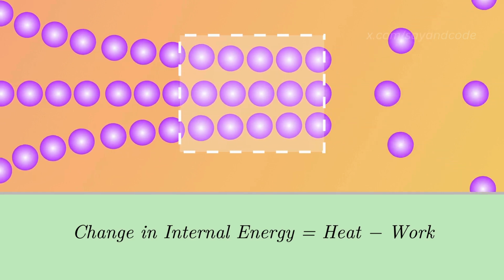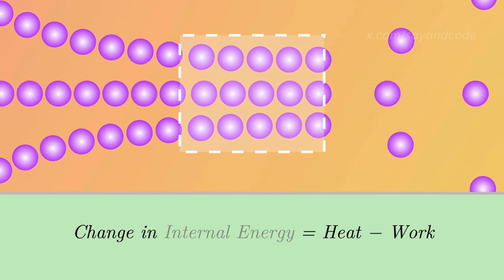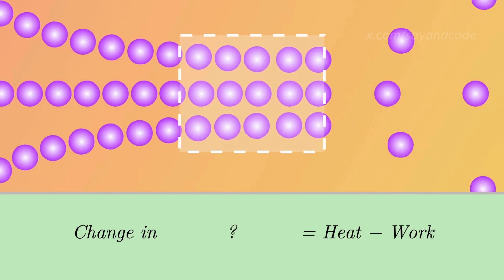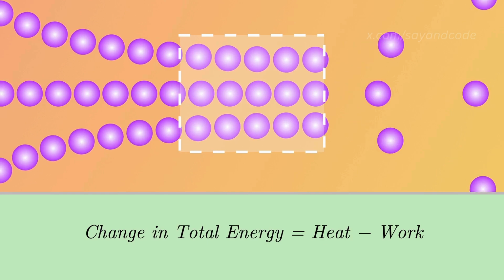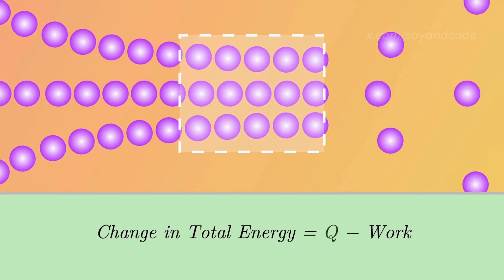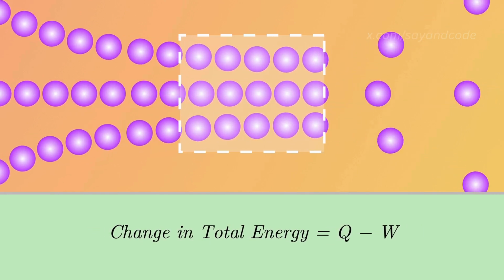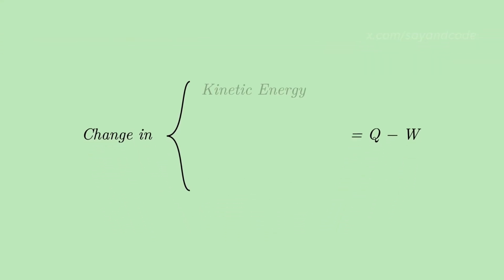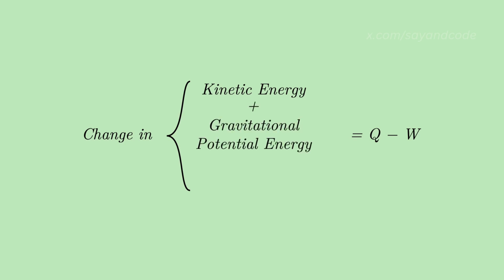So for an open system with a steady flow, we can modify this to include all the types of energies, as change in total energy is equal to heat gained or lost minus the work done. This total energy includes the kinetic energy, as the mass flowing in and out has some velocity, gravitational potential energy as the mass may be at some height, and enthalpy, due to its pressure and volume.